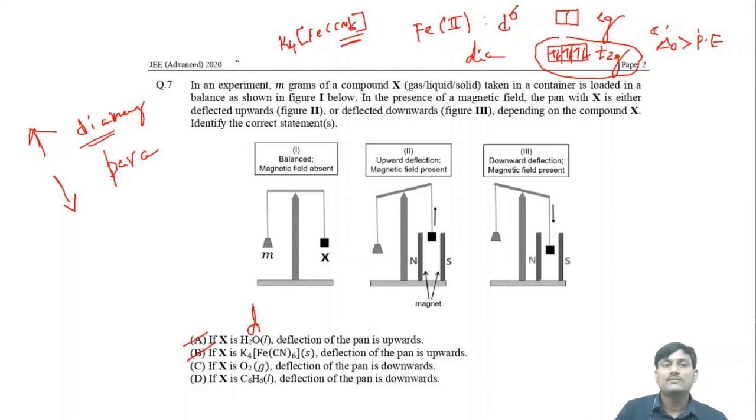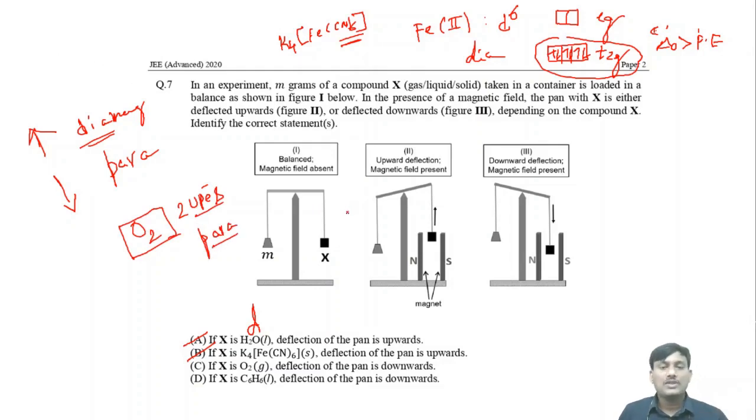Okay, oxygen, we know from the molecular orbital diagram that oxygen has two unpaired electrons, and it is a paramagnetic substance. A paramagnetic substance will be attracted by the magnetic field, so there is a downward deflection. This one is also correct.